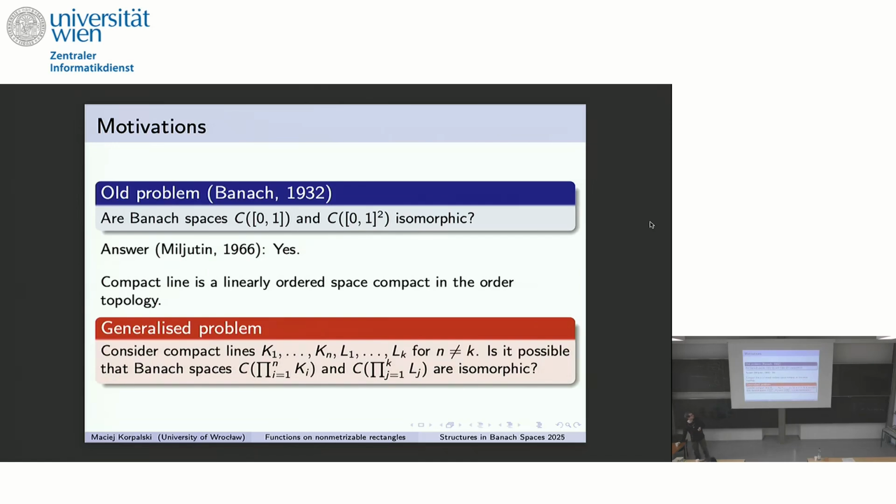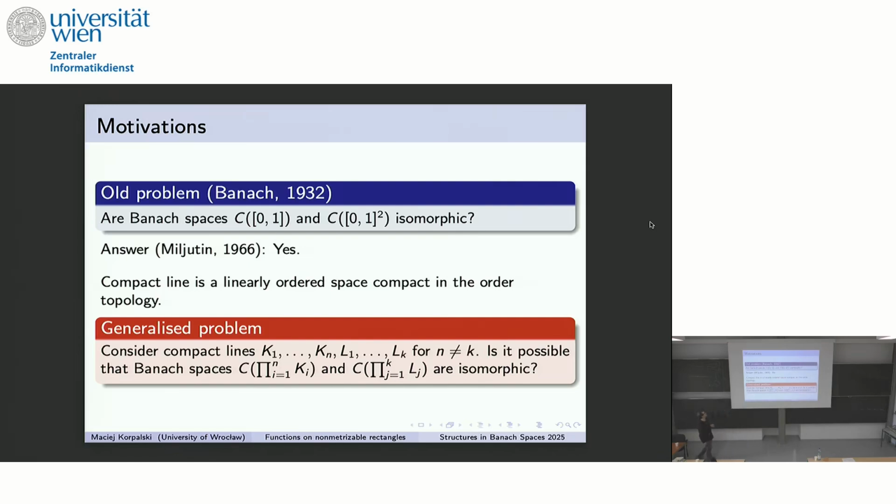But we can generalize this problem. Because the unit interval is, of course, a linearly ordered compact space, the so-called compact line. We can ask the same question, but for any compact lines, not necessarily metrizable, not necessarily the unit interval. That's basically the question I was working on, whether we can take two products of compact lines and ask whether the Banach spaces of functions on them are isomorphic. That's just the basic setup.